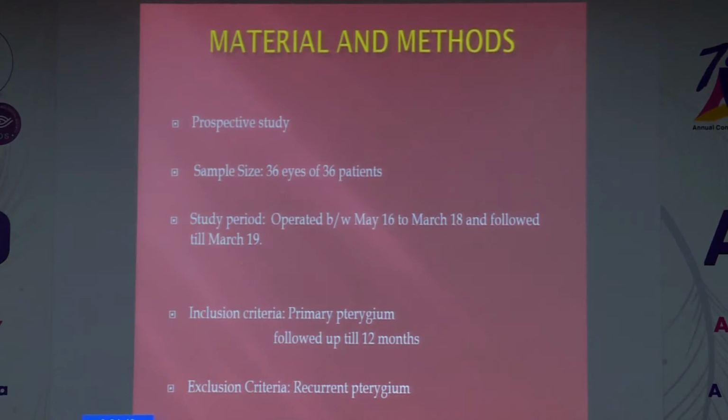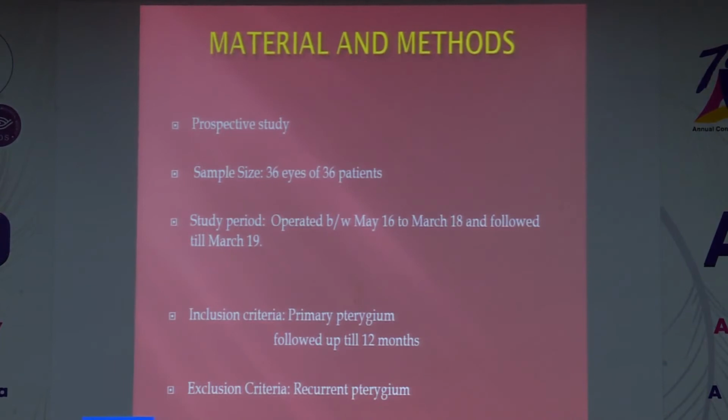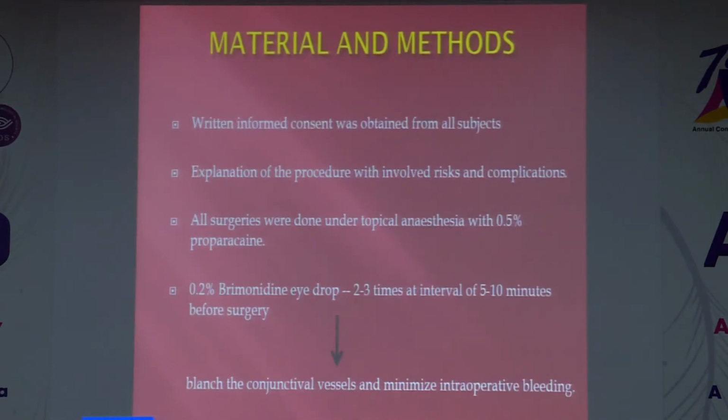This is a prospective study of 36 eyes of 36 patients who were operated between May 16 to March 18 and followed up till March 19. Patients having primary pterygium who were followed up till 12 months were included in the study, while recurrent pterygium were excluded. Written informed consent was obtained from all the subjects with explained procedure and involved risks and complications. All surgeries were done under topical anesthesia with 0.5% proparacaine. 0.2% brimonidine eye drops were instilled 2 to 3 times at an interval of 5 to 10 minutes before surgery to blanch the conjunctival vessels and minimize intraoperative bleeding.